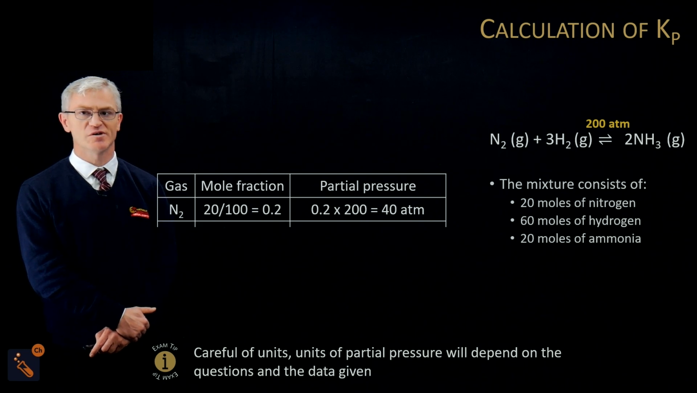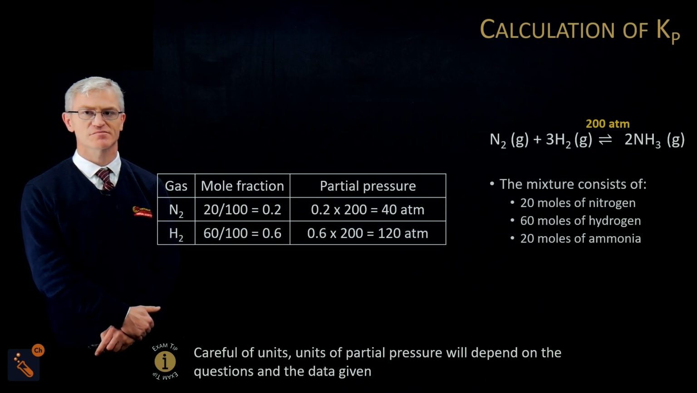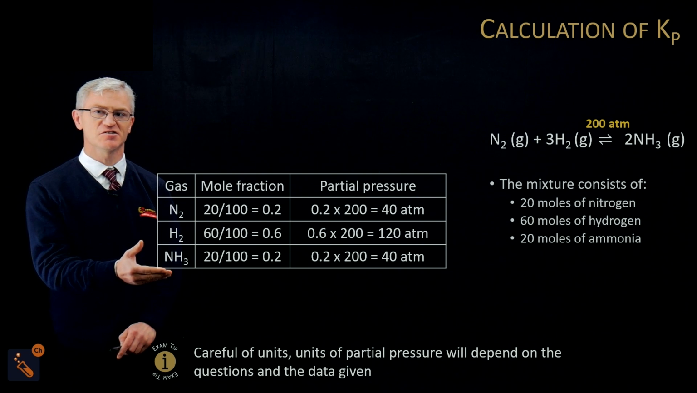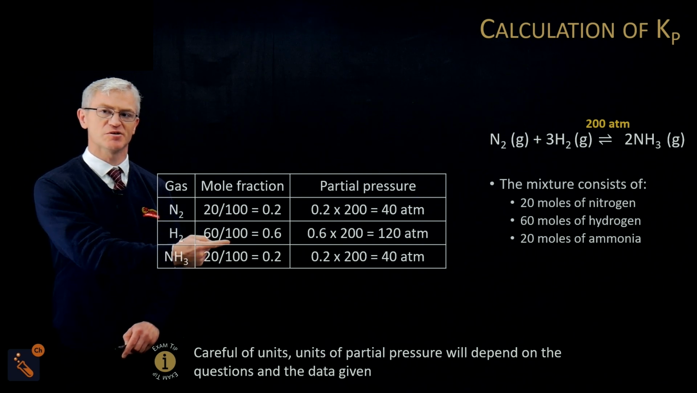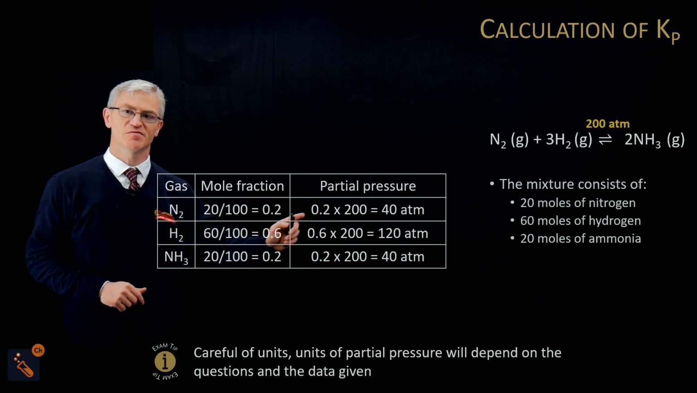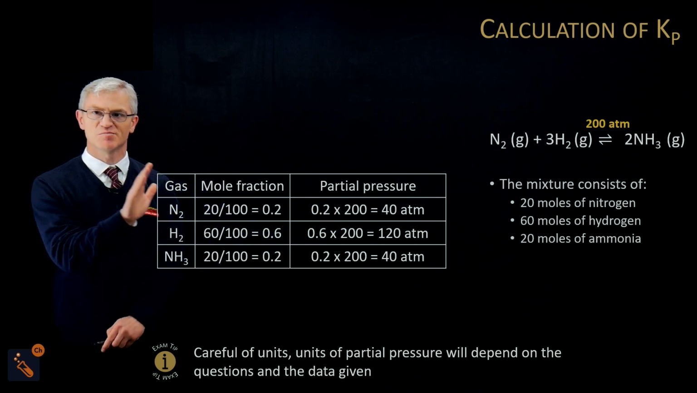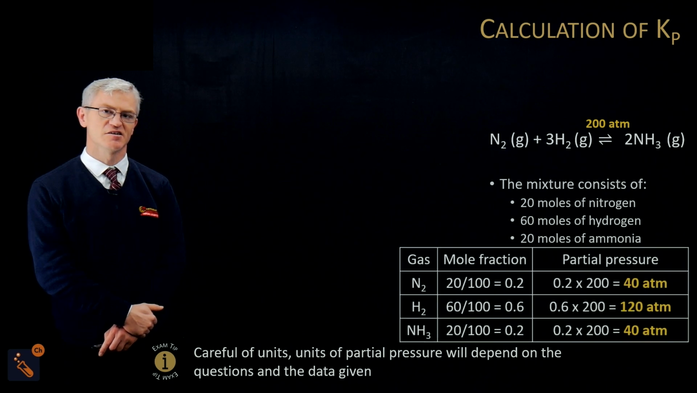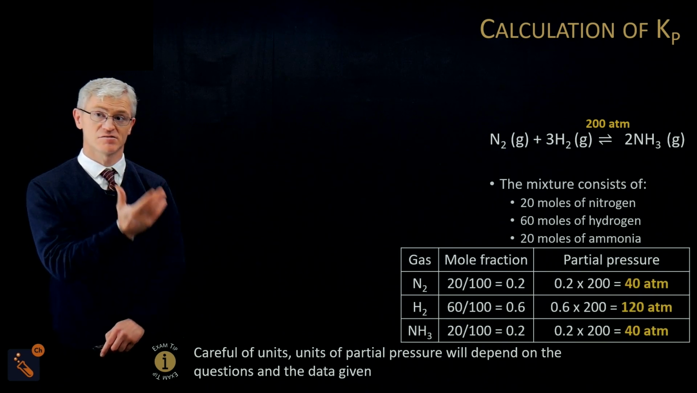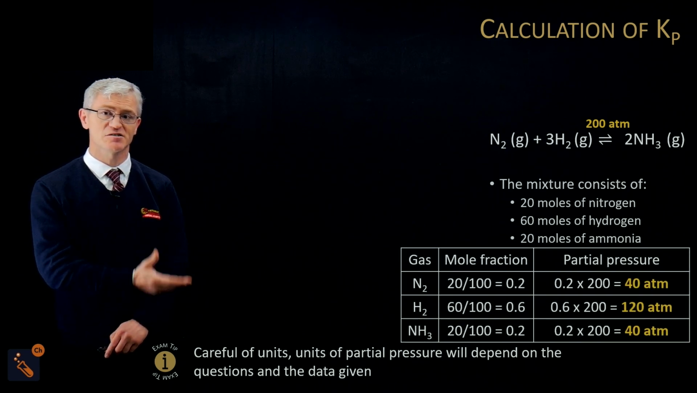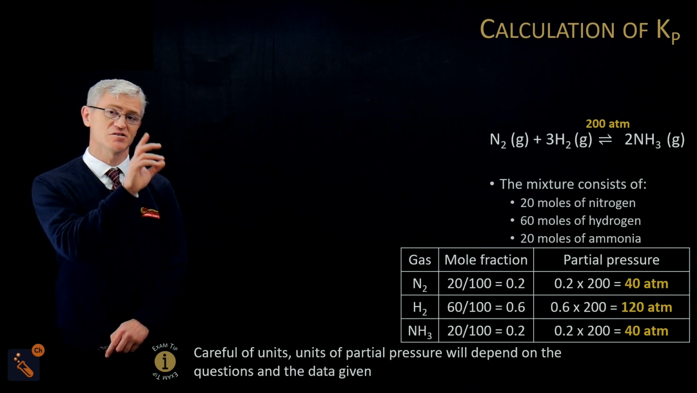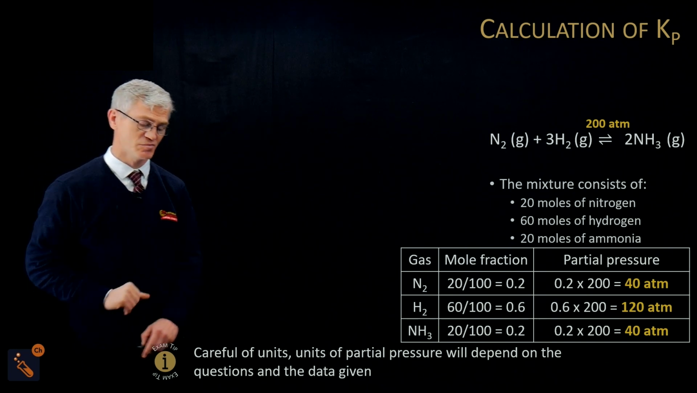Now, if you do that all the way down, you can get the other two, and you can see I've just used the moles divided by the total moles, and then taken the mole fraction and multiplied it by the total pressure to get partial pressures. Let's move this down and highlight the partial pressures again. I'm just going to do the Kp expression and calculate Kp and do the units. If you want to stop the video and do this, please do.